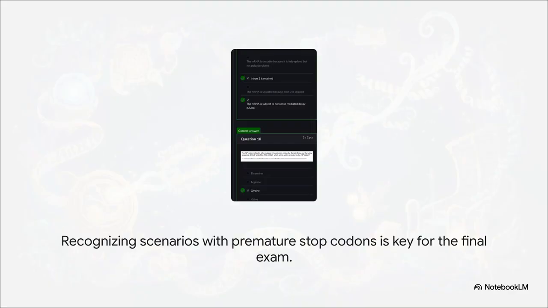And this brings us right back to why this stuff matters for your final. This slide shows a real question where NMD was the correct answer. This is proof that this is a super testable concept. You have to be able to look at a mutation and figure out if it would create one of these premature stop codons that would trigger this whole quality control pathway.